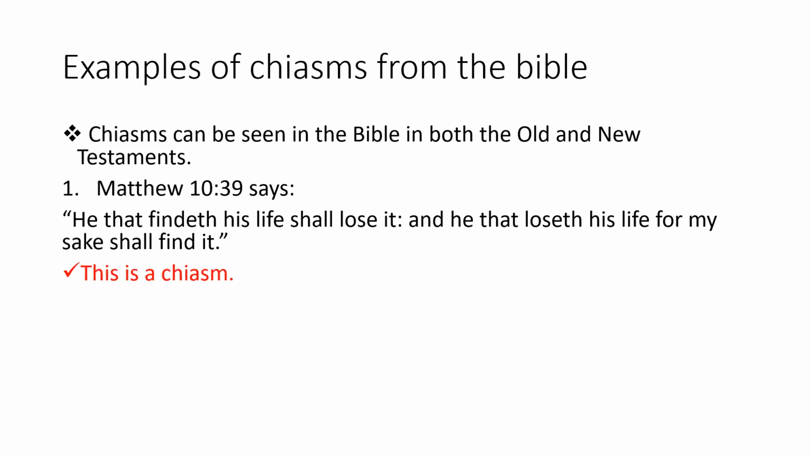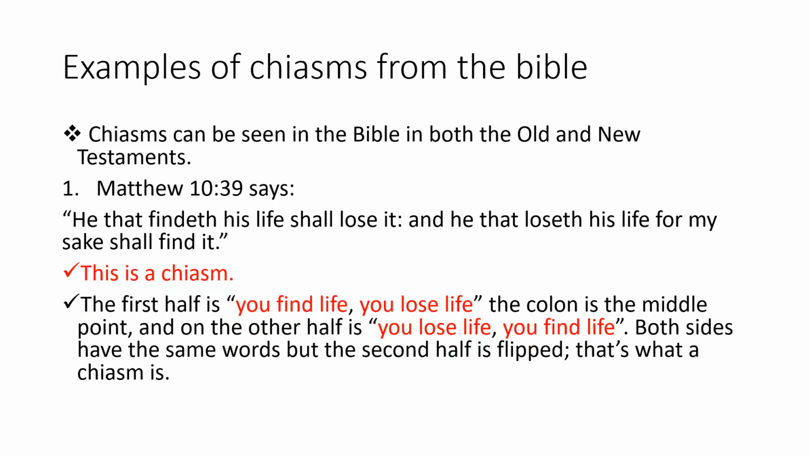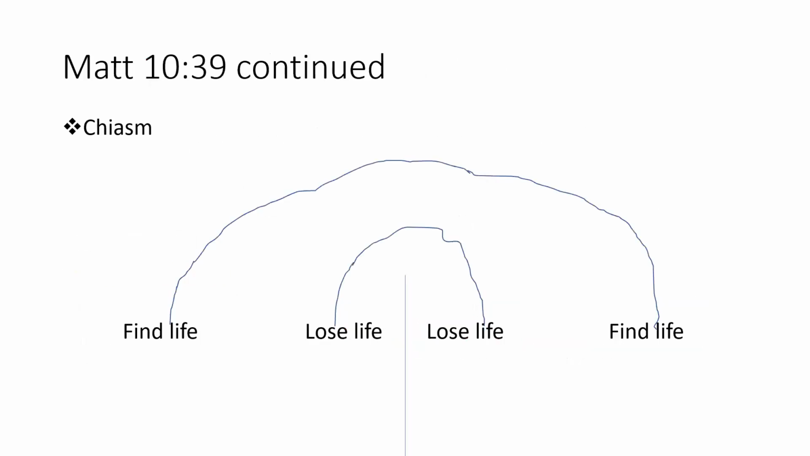So this is a chiasm, and this is how it goes. The first half is, if you find life, you lose it. The colon is the middle point, and on the other half, it says, if you lose life, you will find life. So both sides have the same words, but the second half is flipped. That's basically what a chiasm is. I've put this one in a diagram so that we can all understand what I'm saying here.